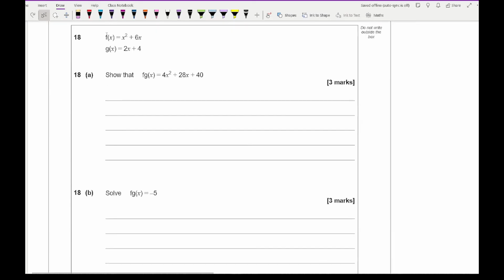Moving on to question 18, it says that f of x equals x squared plus 6x, g of x equals 2x plus 4. Show that fg of x equals 4x squared plus 28x plus 40. So for this, what we need to do is substitute g of x into wherever I see an x in f of x. So what this then becomes is fg of x is going to equal (2x plus 4) squared plus 6 lots of (2x plus 4).